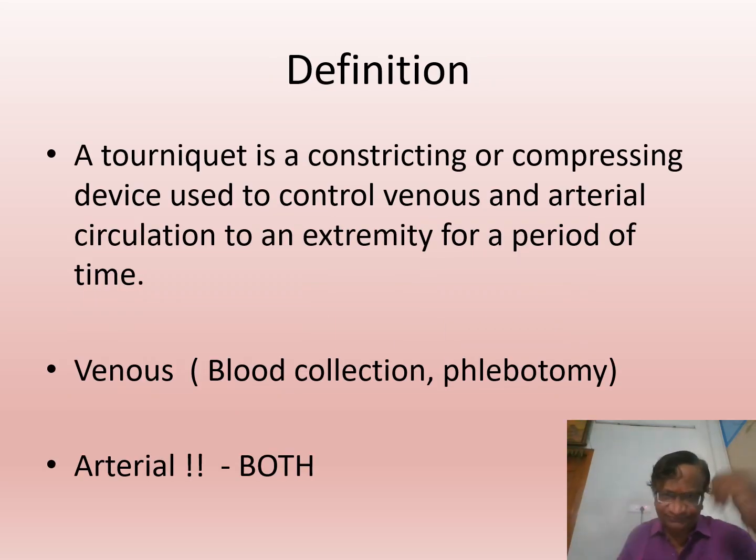What is it actually? A tourniquet is a compressing device used to control venous and arterial circulation to an extremity for a period of time. So an extremity is an upper limb or lower limb. It controls venous and arterial flow. It's a compressing device, that's all. Sometimes you use a tourniquet for venous collection, phlebotomy. And this is arterial. What we use is both.